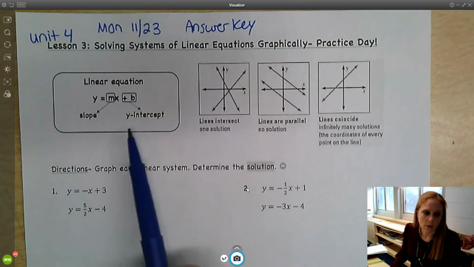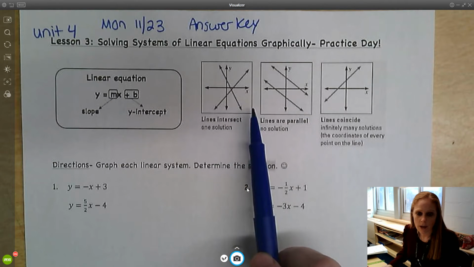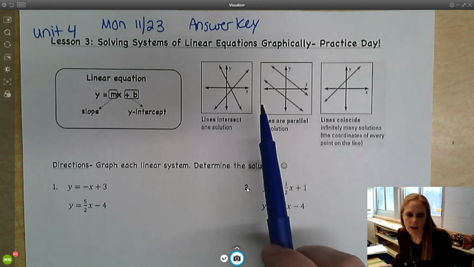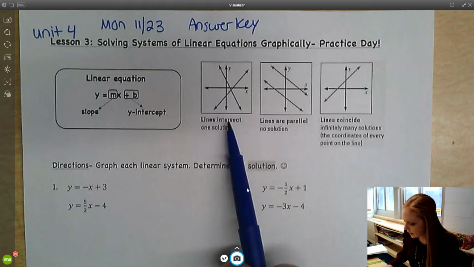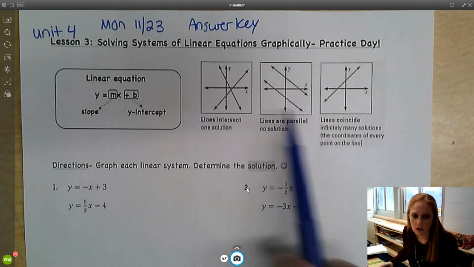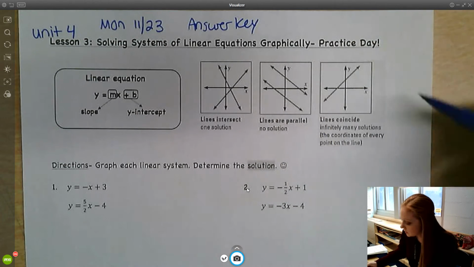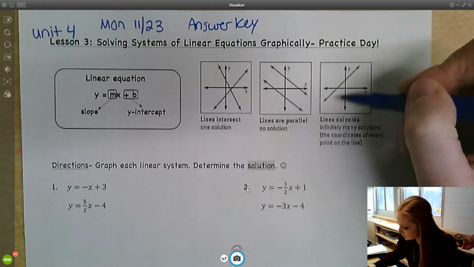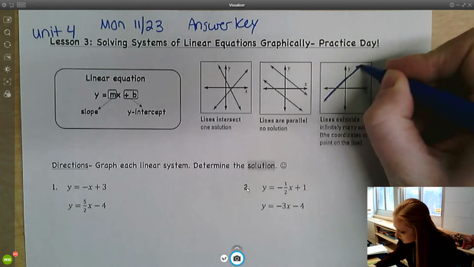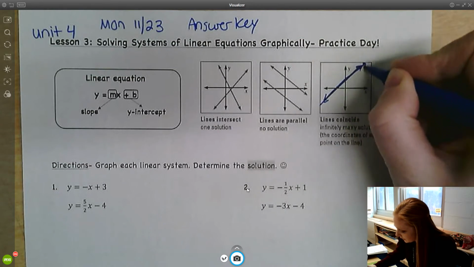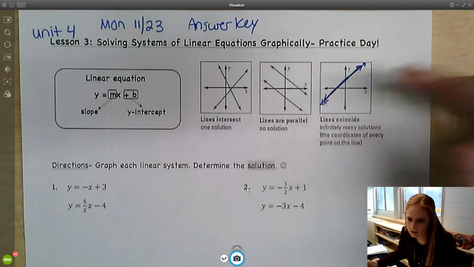So we all know y equals mx plus b. The m is the slope, the b is the y-intercept. Okay, and then we have our three different types of solutions that you can have when you have a system, which is more than one line that you're graphing. You can have one solution where the lines are intersecting. You could have no solution where the lines never intersect because they're parallel. Or you can have infinitely many solutions when the lines coincide. That means one line is on top of the other line. Okay, and that's infinitely many solutions because they're intersecting the whole time.